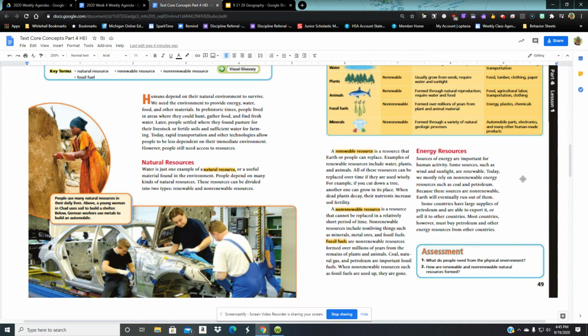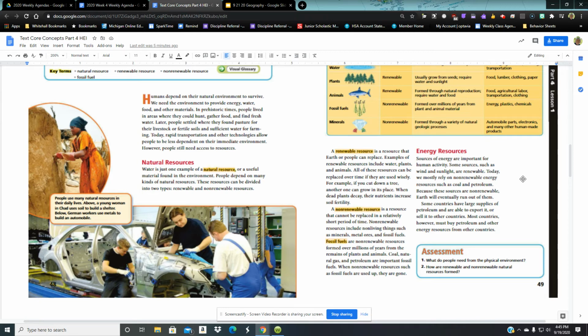A non-renewable resource is a resource that cannot be replaced in a relatively short period of time. Non-renewable resources include non-living things such as minerals, metal ores, and fossil fuels. Fossil fuels are non-renewable resources formed over millions of years from the remains of plants and animals. So that's oil is one of those. Coal, natural gas, petroleum, all of which we use for our energy, for transportation, to run factories, to heat our homes. Coal, natural gas, and petroleum, which is oil, are part of those.